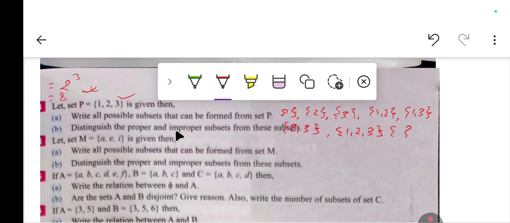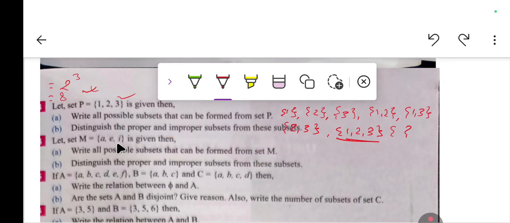Now distinguish between proper and improper. Only this one, which is equal to set P, is improper. All the others, 1 2 3, 1 2, 1 3, 2 3 and this empty set, are proper subsets of set P. Let us go to the next question.